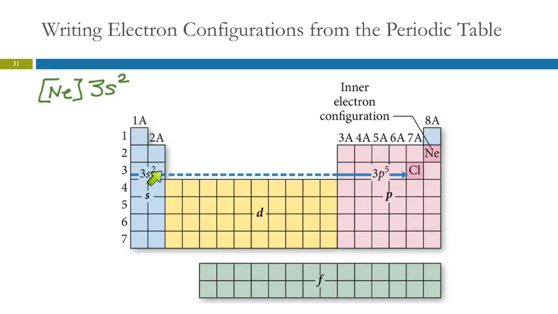And then we jump across this chasm here. This is 3p, 1, 2, 3, 4, 5. 3p5. That's the electron configuration for chlorine.